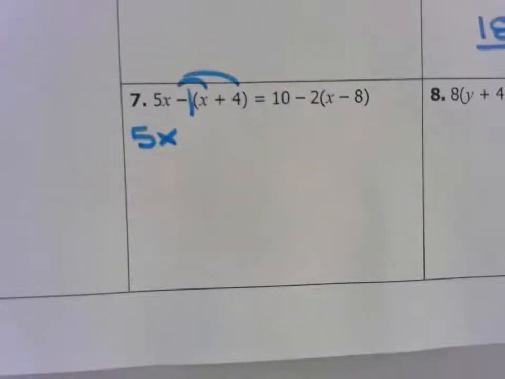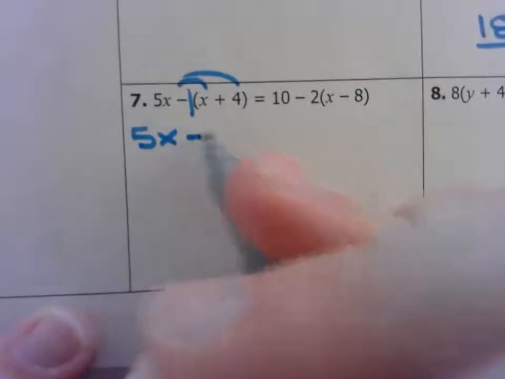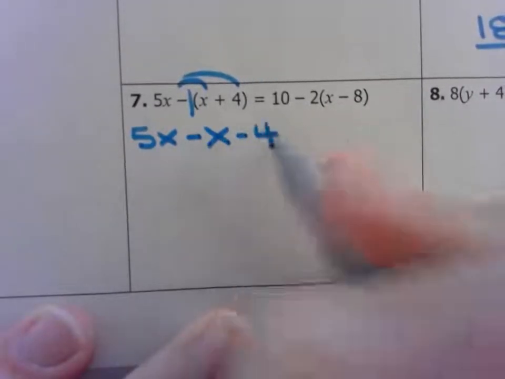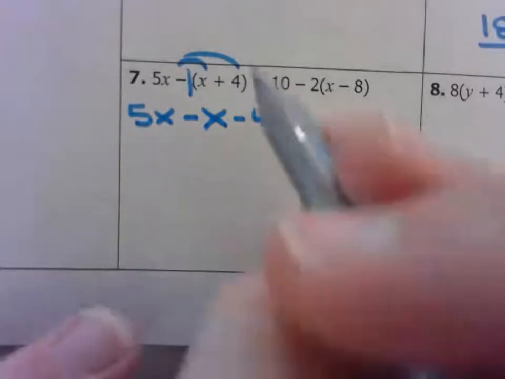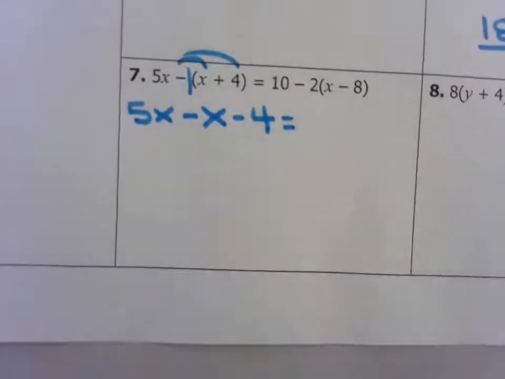When I distribute a -1, it basically just does what? Changes the sign. So minus x, minus 4. So -1 times x is -x. -1 times positive 4 is -4. It just changes the sign. Bring down your equal sign.